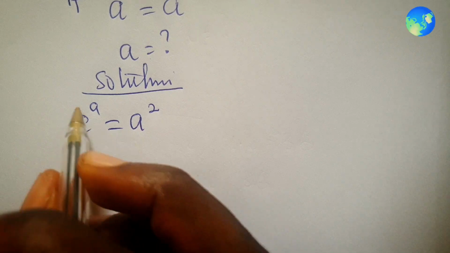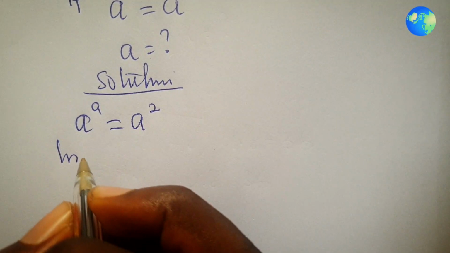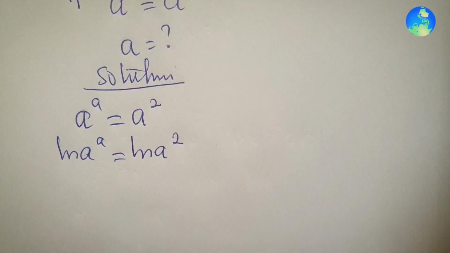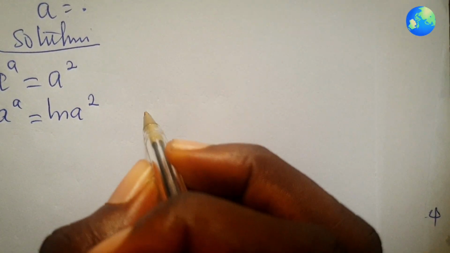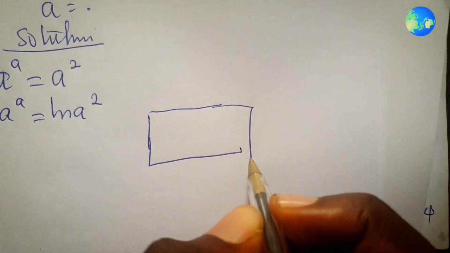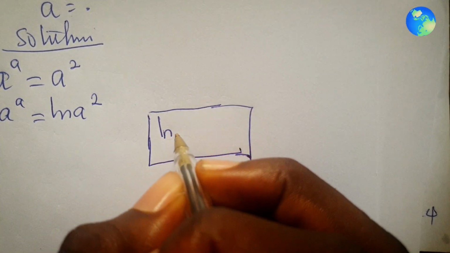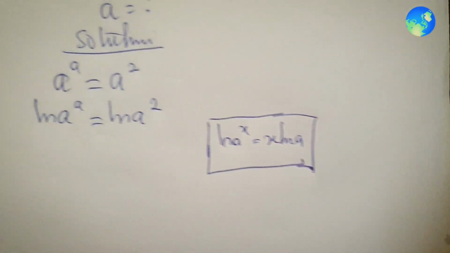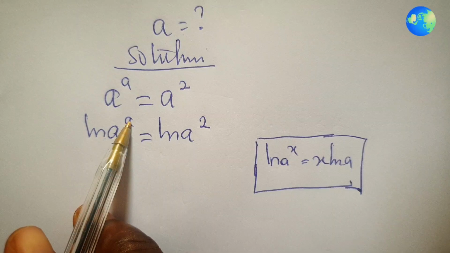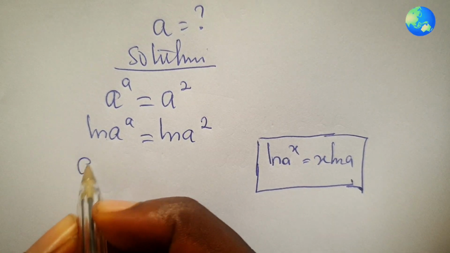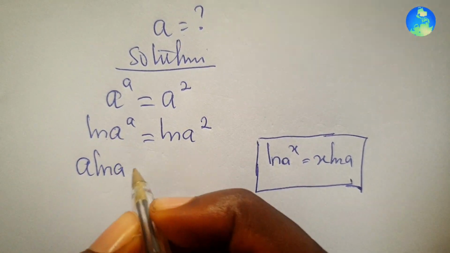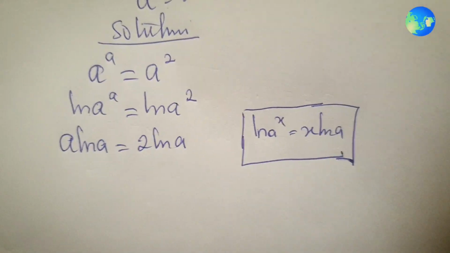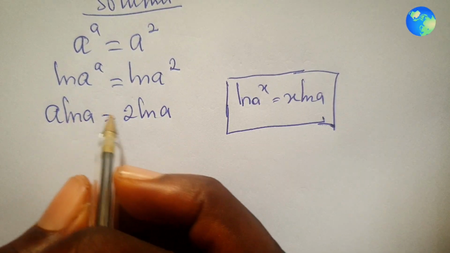Now I can take the natural log on both sides, and this is natural log of a raised to power a equals natural log of a raised to power 2. But recall the law of logarithm. It says if I have ln a power x, I can write it as x ln a, right? Now for this I have ln a power a, which means I can bring this back and make it a ln a, right? And this is 2 as well, so 2 natural log of a.